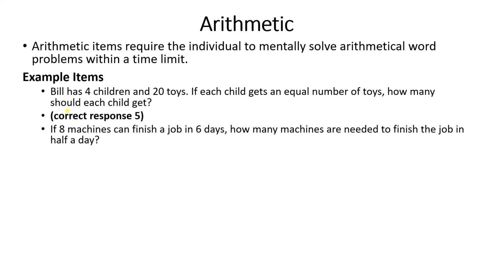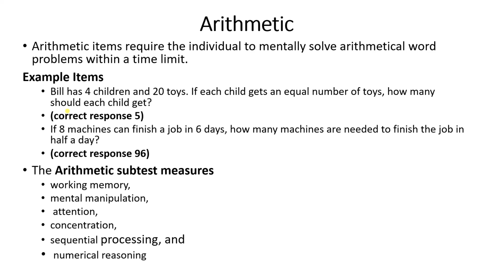This is a little difficult item. If 8 machines can finish a job in 6 days, how many machines are needed to finish the job in half a day? So you will have to calculate the number of machines for 1 day. Since 8 machines are finishing the work in 6 days, therefore in 1 day, 8 into 6, 48, and half day means just double, 96. So 96 is the correct response. So similar verbal numerical questions or arithmetic questions are presented.